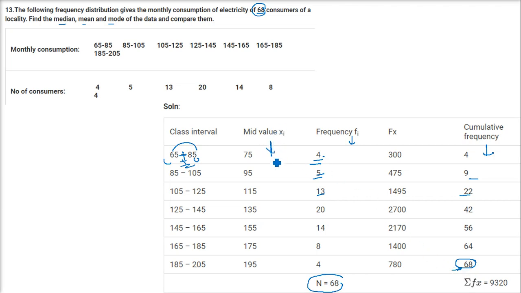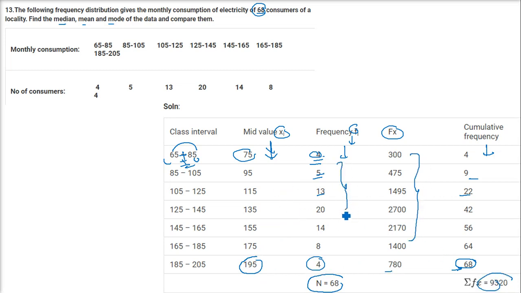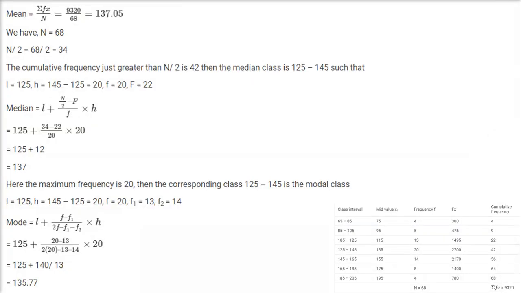Let us find out the multiplication of this column and this column, that is, this is x and this is f. So fx we have to find out. 75 into 4, like this, all the corresponding column values, like 195 into 4, and then we add this, we get 9320. Now we add the frequency column, we get 68. So the mean will be 9320 by 68, which is sigma fx by sigma f or sigma fx by n, which is 137.05.